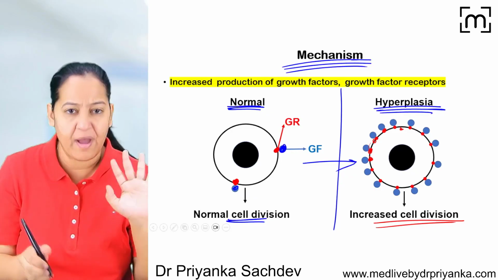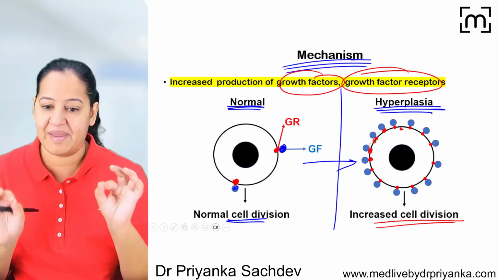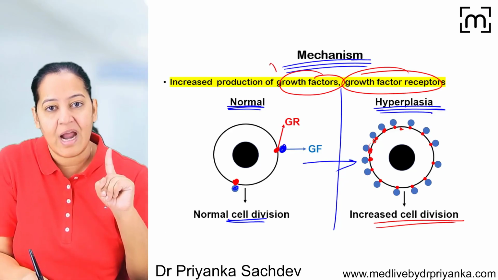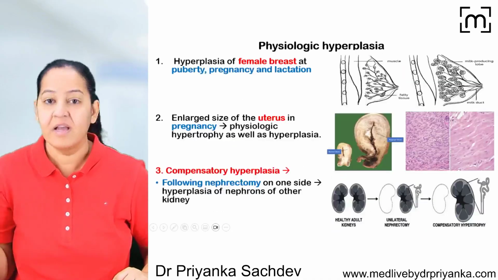So simply you have to learn: increase in growth factor and growth receptor. This is the mechanism. Just write down one line: increase in growth factor and growth receptor. This is the mechanism of hyperplasia. Just learn it, understand it.